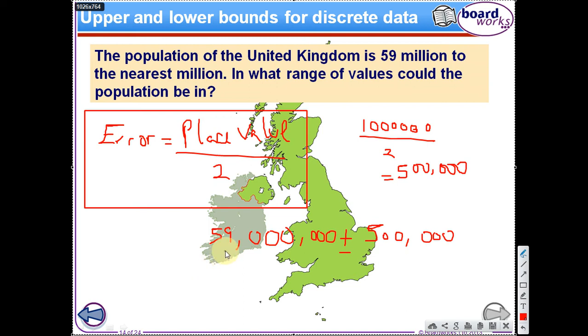We have the lower bound, the least population we are expecting: 59 million minus 500,000. Let me work with my calculator there. 59 million minus 500,000 gives me 58,500,000. So this will be the least population, or we can call it the lower bound, the expected least population. Then the upper bound now.